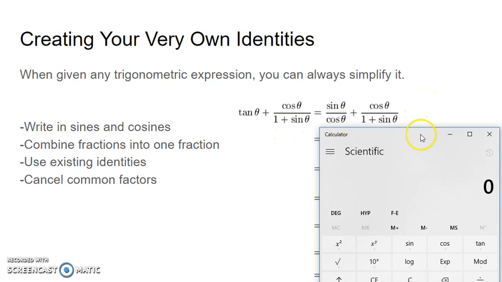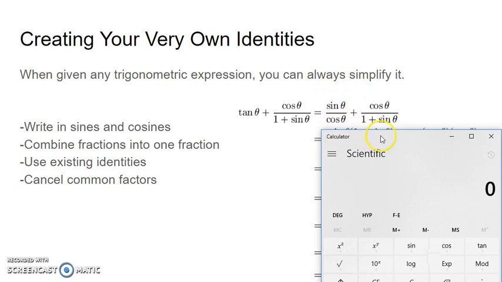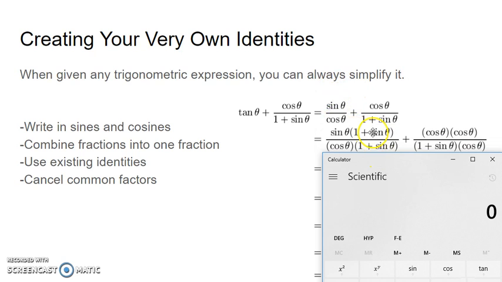We'll see what happens. So to combine these two fractions, I would need a common denominator, and the least common denominator between cosine theta and 1 plus sine of theta is just their product, cosine times 1 plus sine. So to turn this first fraction into having that denominator, I would need to multiply top and bottom by 1 plus sine of theta. And to get the second fraction to have that same denominator, I would need to multiply top and bottom by cosine of theta.